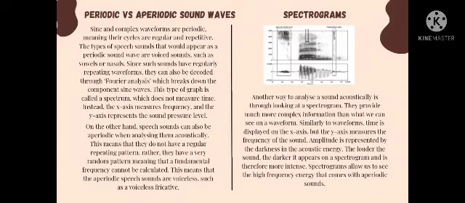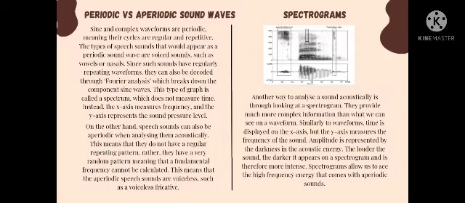Sine and complex waveforms are periodic, meaning their cycles are regular and repetitive. The types of speech sound that would appear as a periodic sound wave are voiced sounds, such as vowels or nasals. On the other hand, speech sounds can also be aperiodic when analyzed acoustically. This means that they do not have a regular repeating pattern, rather they have a very random pattern, meaning that a fundamental frequency cannot be calculated.